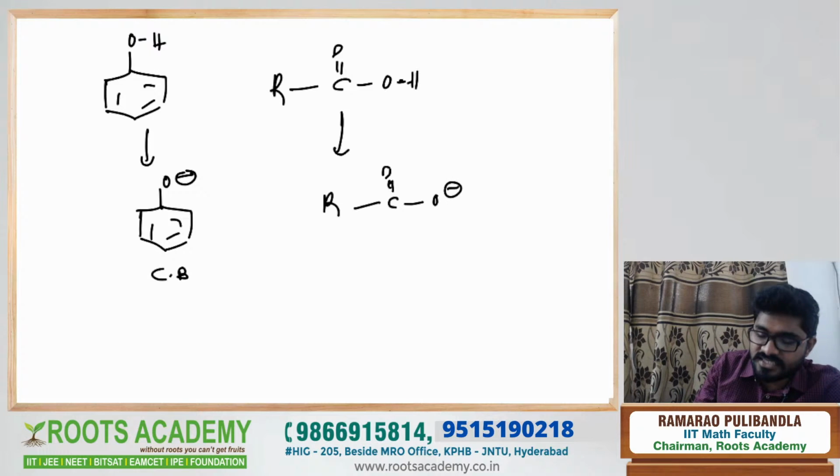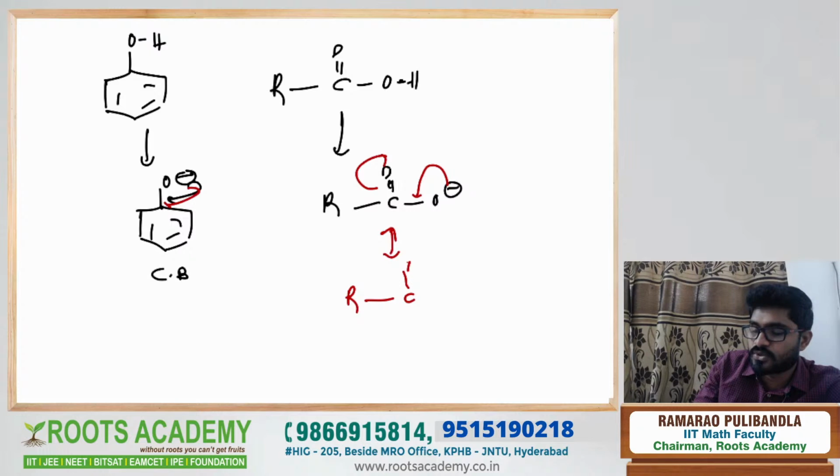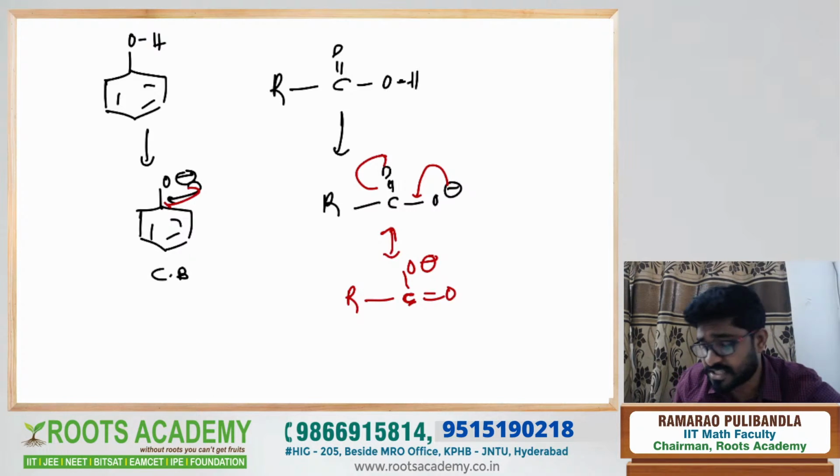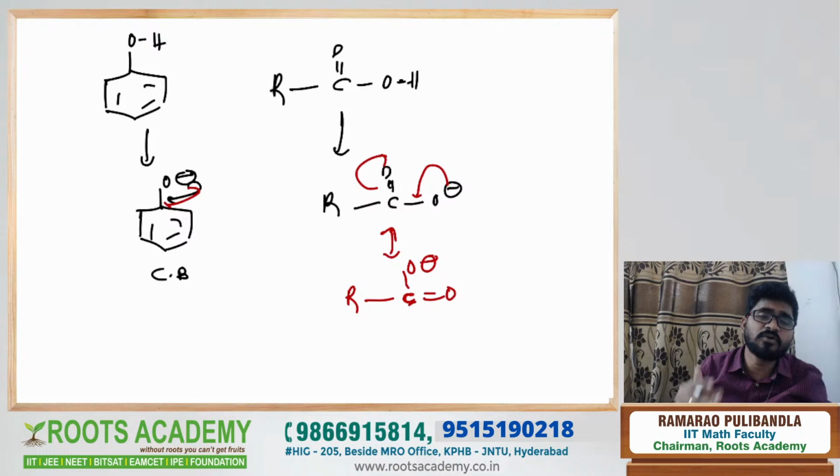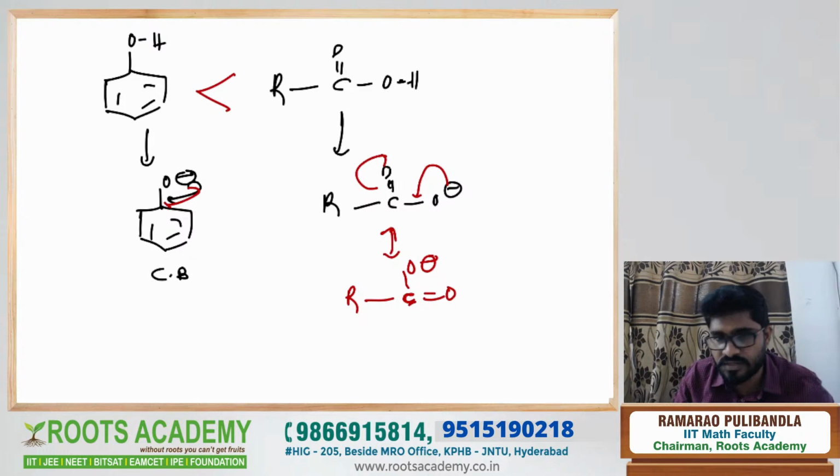Now, here resonance is there, here also resonance. In both cases resonance is there, but this is called equivalent resonance because even after resonance there is no change in the structure. See there how we are getting the same structure even after the resonance. So that's why this is called equivalent resonance. Compared to the normal resonance, equivalent resonance is more stable. So that's why acids are always more acidic than phenols.